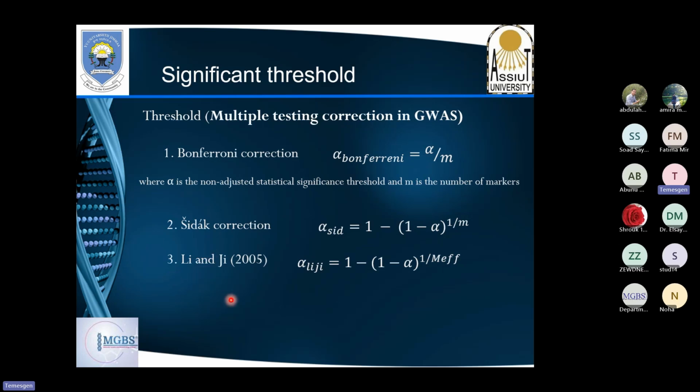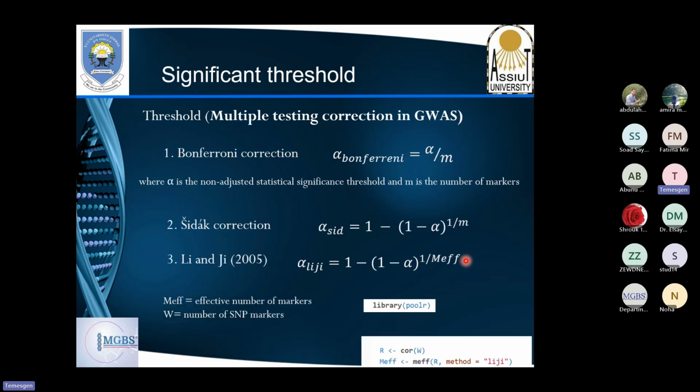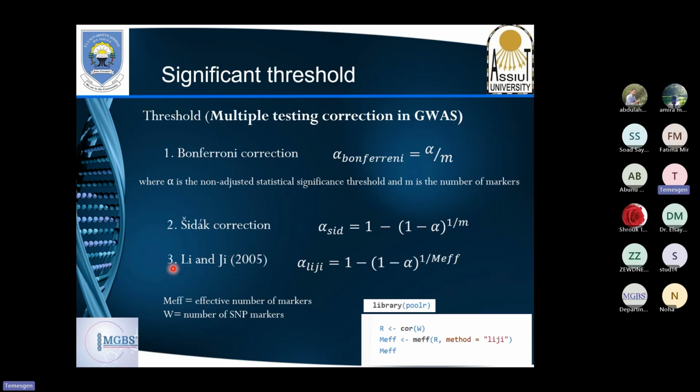And the last one is the Li and Ji method for single marker analysis. This one is less stringent because, rather than the total number of markers, it uses only the effective number of markers for the threshold. To define this effective number of markers, Li and Ji defined a package that you can access online, which we call the MAF package in R. You can get it and define the effective markers, so for the threshold definition, they use the effective markers rather than the total markers.